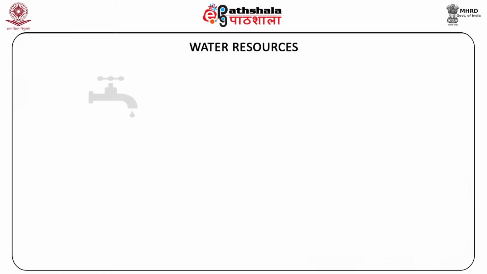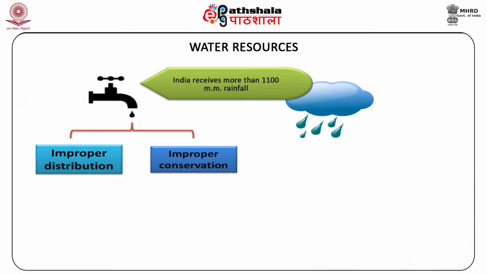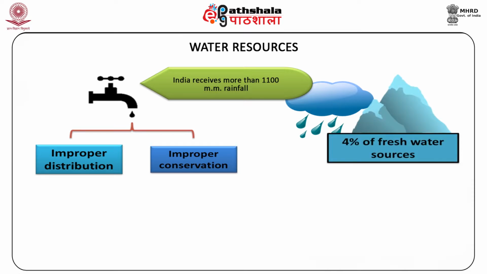Now we will discuss the water resources of India. India has vast resources to meet its water demand, but suffers from improper distribution and conservation. India receives more than 1,100 millimeters of rain annually and has 4% of freshwater resources.